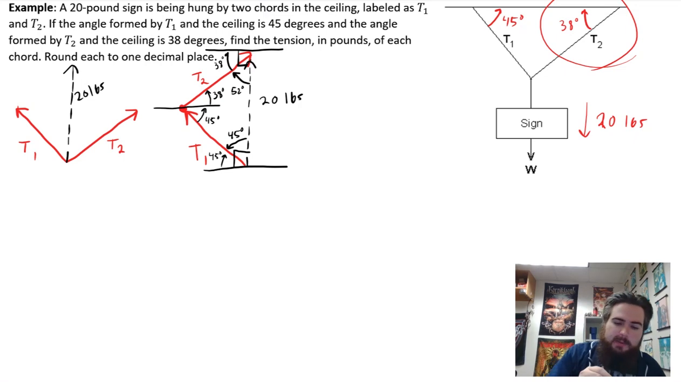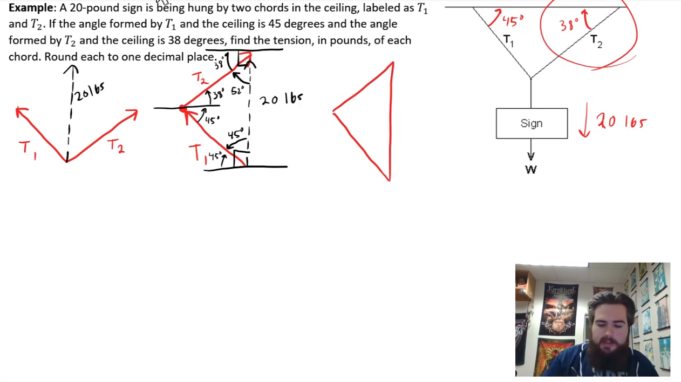This is getting a little bit busy, so I'm going to redraw this triangle just to clean up what we've already solved here. T1, T2, we now know that this is 45 degrees, and we know this is 52 degrees. And we also know that this side is representing 20 pounds of weight.